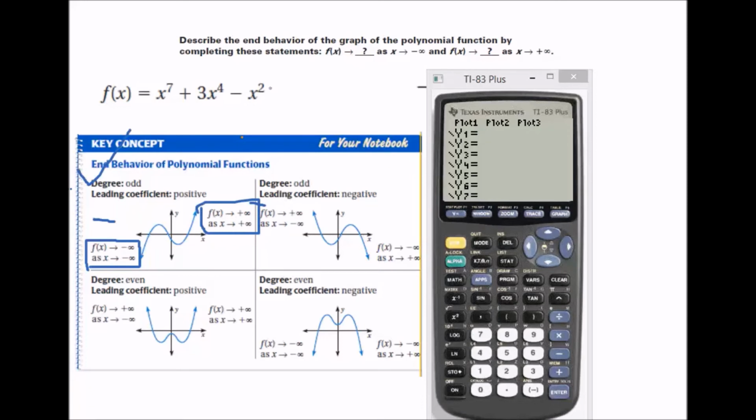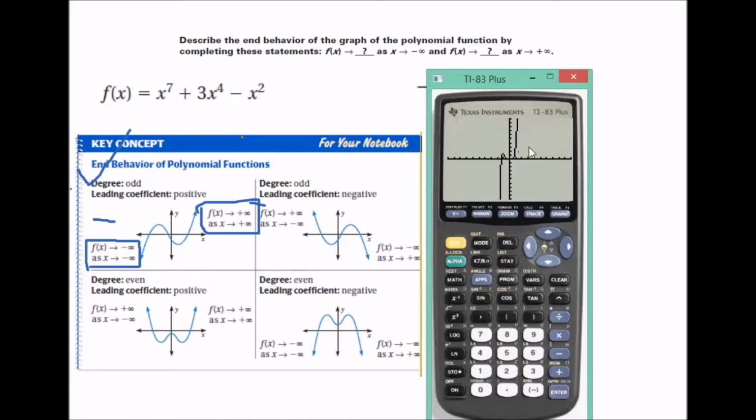And if you don't know just by looking at it, of course you can use this chart, but you can always plug this into your calculator. x to the 7th plus 3x to the 4th minus x squared. And you'll see something like we'd expect, right? This graph that looks sort of like this. So as x goes to negative infinity, as x gets smaller and smaller in the x direction, the function also gets smaller and smaller. As it gets larger, the function also gets larger. That's all this is saying. As x gets smaller, the function gets smaller. As x gets larger, the function also gets larger.